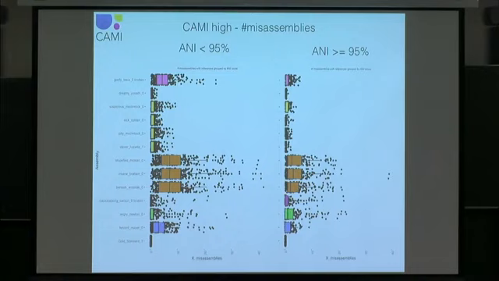This one was a bit counterintuitive. That's right. I agree, the number of misassemblies should actually go up. It could be an effect of losing assembly, basically losing context. If they are too closely related, you might lose them completely, and then whatever is left maybe has fewer misassemblies.